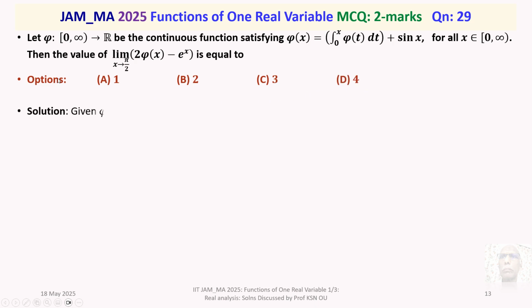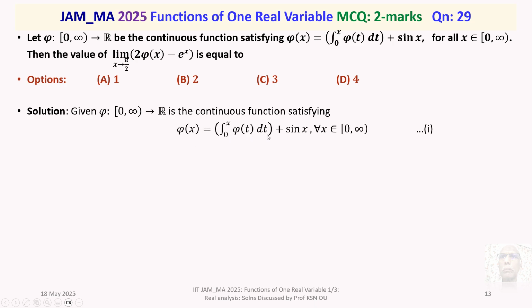Let's now discuss the solution of the problem in detail. So we are given phi as a continuous function, and phi is a map from the semi-closed interval 0 to infinity to R. Phi is a real valued function satisfying phi of x is equal to integral 0 to x phi of t dt plus sin x for all x belongs to the semi-closed interval 0 to infinity. Let's call this equation 1. We differentiate 1 with respect to x. Then phi prime x is equal to d by dx of integral 0 to x phi of t dt, which is phi of x only, plus the derivative of sin x, which is cos x.